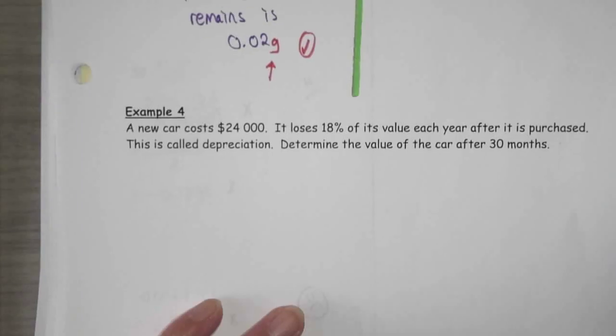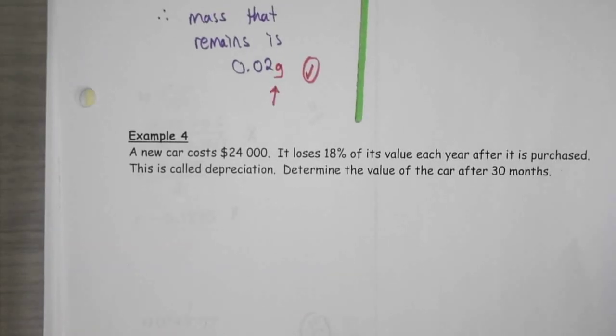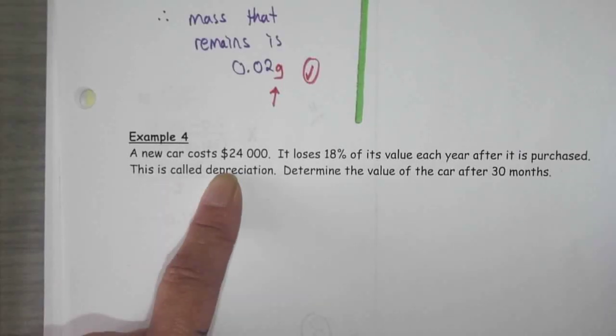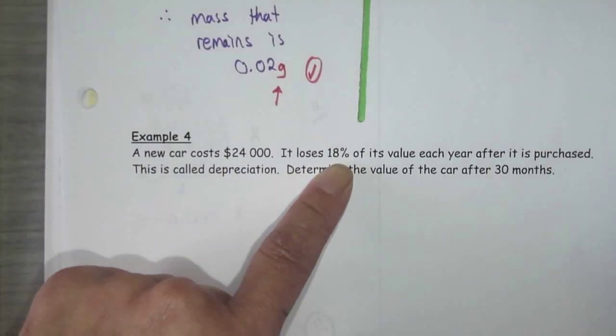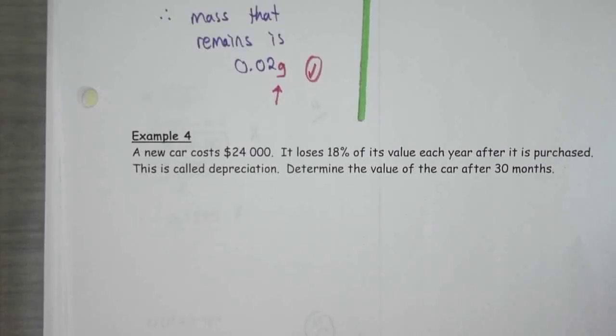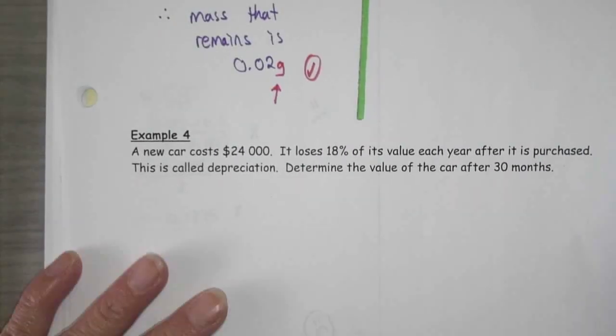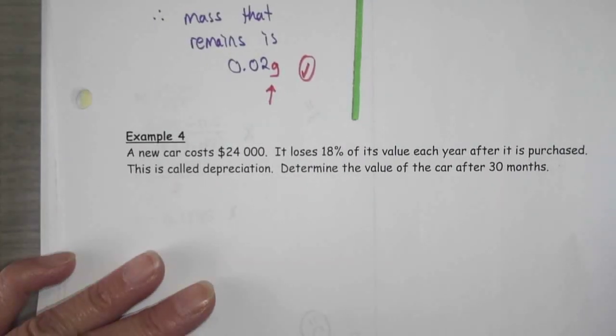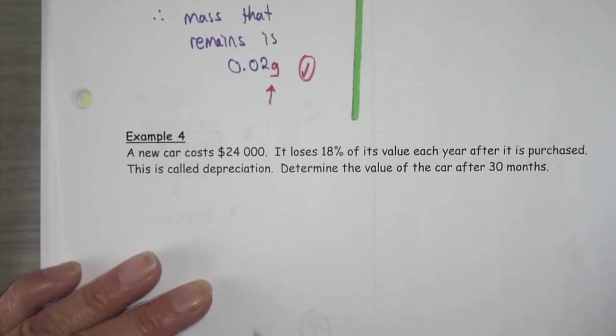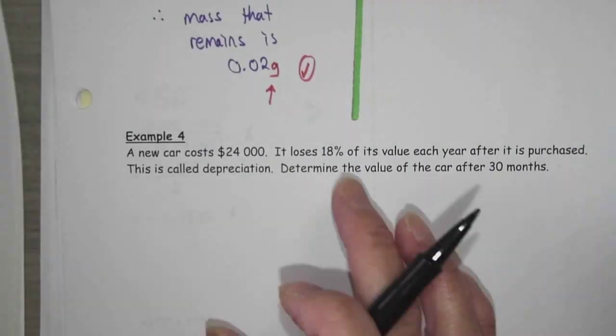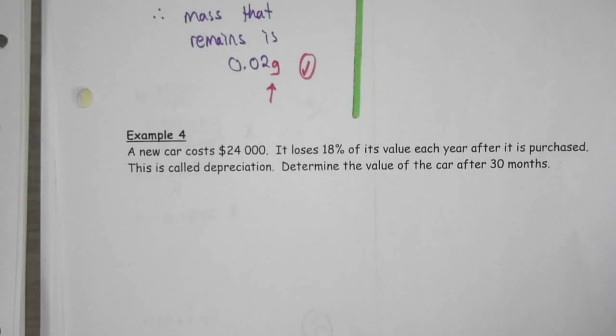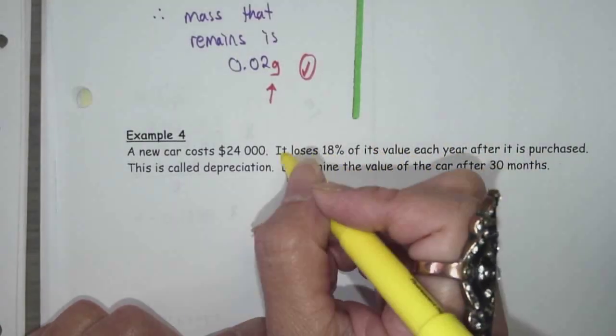We good? All right, so then we have a car. It's not always going to be decimals. Sometimes it'll be big numbers as well. We have a car. It loses 18% of its value each year after it's purchased. We're not going into what if it's a classic car. We're just doing easy calculations. So it's a $24,000 car, losing 18%. We know it loses 18% of its value.